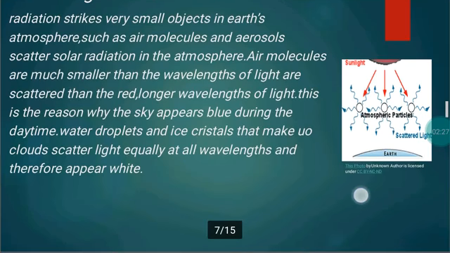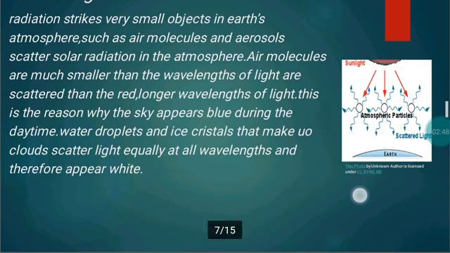Scattering of solar radiation occurs when the radiation strikes very small objects in Earth's atmosphere, such as air molecules and aerosols. Air molecules are much smaller than the wavelength of light, so they scatter blue, shorter wavelengths more than the red, longer wavelengths. This is the reason why the sky appears blue during the daytime. Water droplets and ice crystals that make clouds scatter light equally at all wavelengths and therefore appear white.